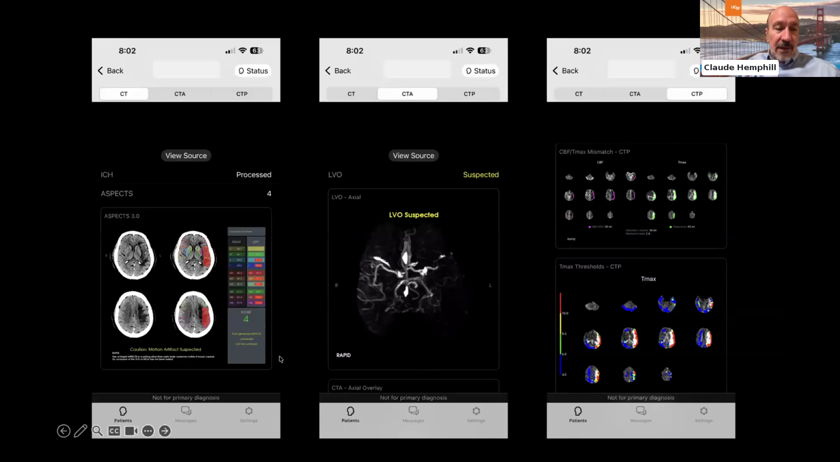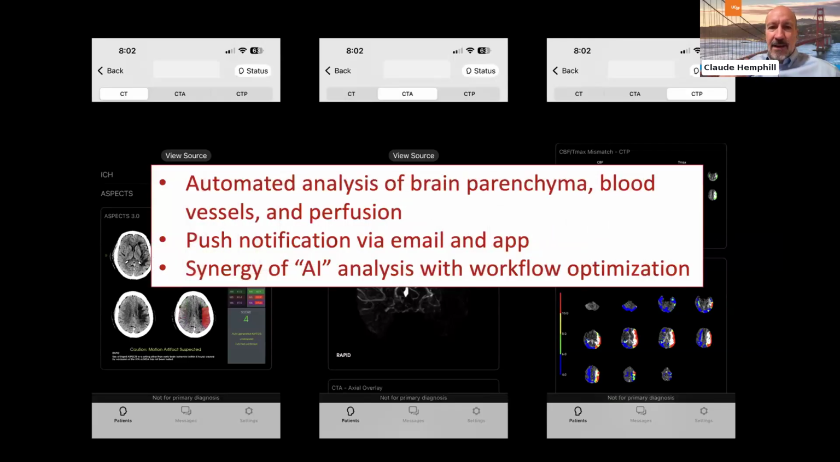And what they do is, on the left, they calculate the ASPECTS score, which is an automated calculation of something that didn't used to be automated, but it's looking at areas of hypodensity. And it's detecting whether it thinks there's an LVO, large vessel occlusion, and looking at the perfusion imaging and doing a calculation about whether it thinks that there is a perfusion deficit and whether there may be tissue at risk that's potentially salvageable. This is actually not that complex. It's not really fancy machine learning, but they call it AI. But it is automated analysis of brain parenchyma, vessels, perfusion, and push notification.